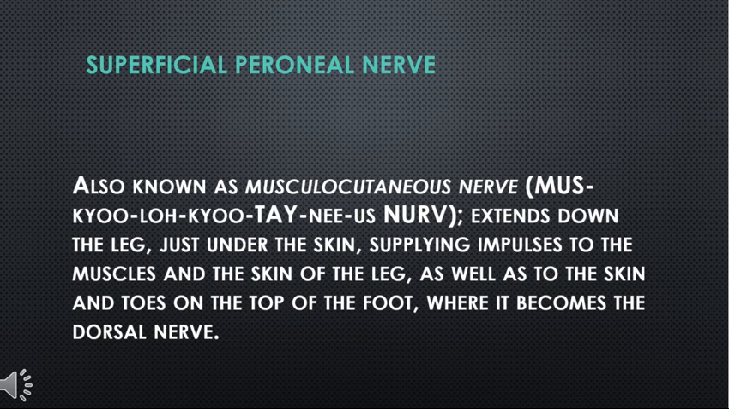Superficial peroneal nerve. Also known as musculocutaneous nerve. Extends down the leg, just under the skin, supplying impulses to the muscles and the skin of the leg, as well as to the skin and toes on the top of the foot, where it becomes the dorsal nerve.